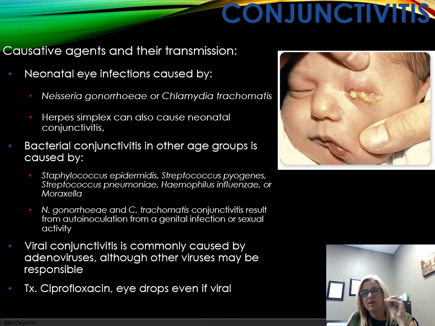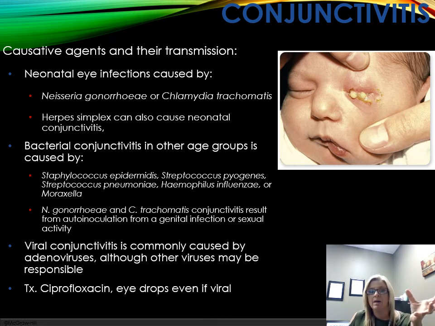Bacterial conjunctivitis in other age groups can be caused by Staphylococcus epidermidis, so staph epi, Streptococcus pyogenes, Streptococcus pneumoniae, Haemophilus influenzae, or Moraxella. Neisseria gonorrhea, or Chlamydia trachomatis. Conjunctivitis can result from an inoculation from a genital infection or sexual activity.